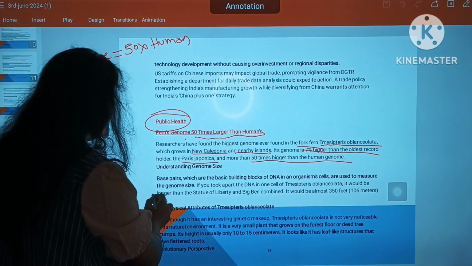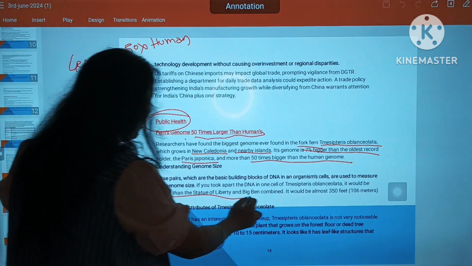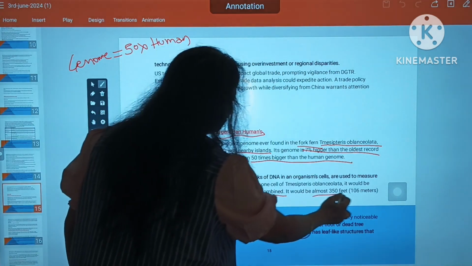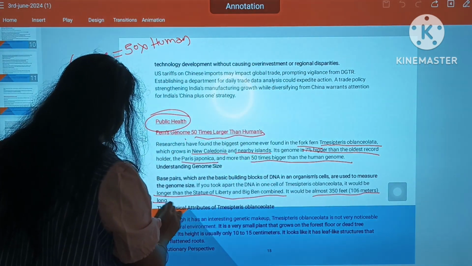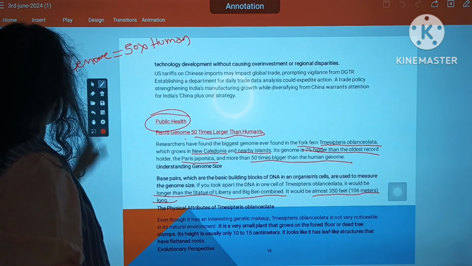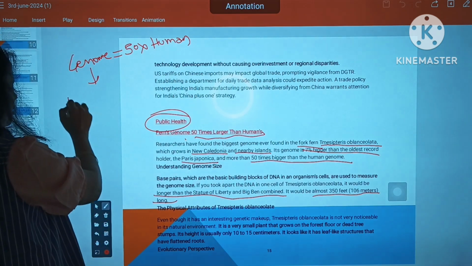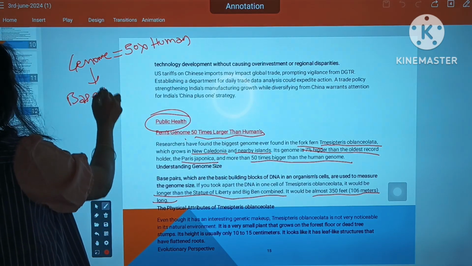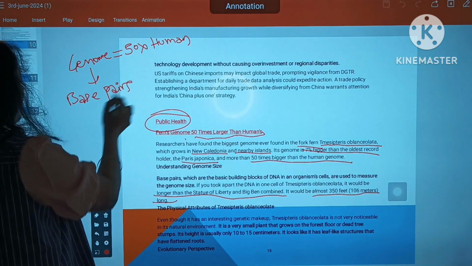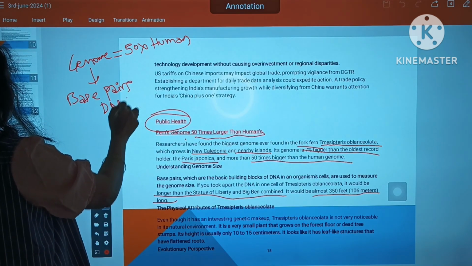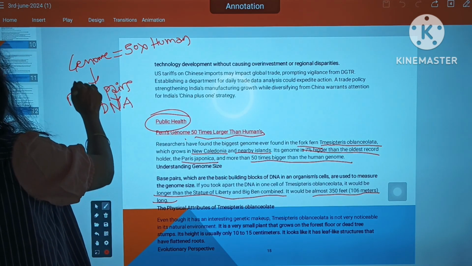Means it is longer than the Statue of Liberty and Big Ben combined. It is almost 350 feet, 106 centimeters long. What is a genome? How is it constructed? Genome is made of base pairs. DNA base pairs form the genome.